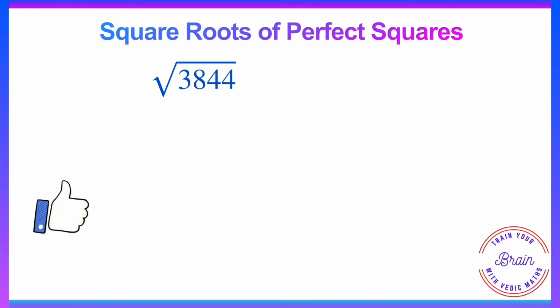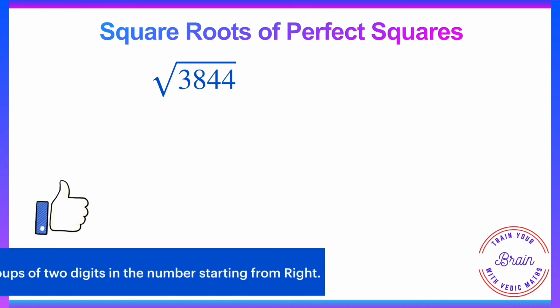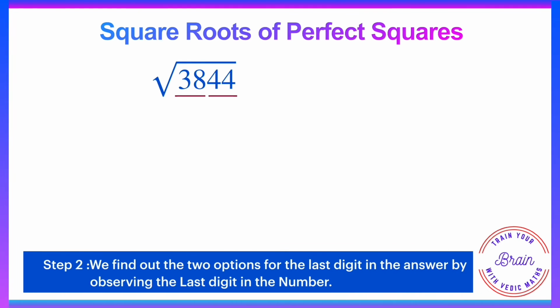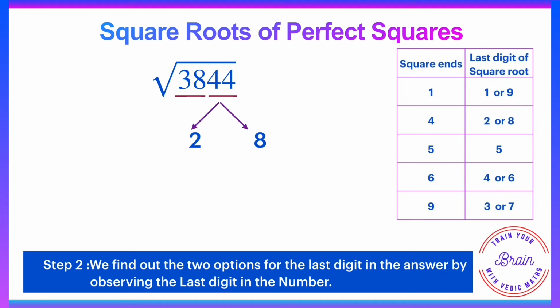Let's take another example. Square root of 3844. First we make groups of 2 digits in the number starting from right. In the second step, we observe the last digit of the square number, that is 4. If the last digit of the square number is 4, then the square root will end in 2 or 8. So we have 2 options in the ones place of our answer.